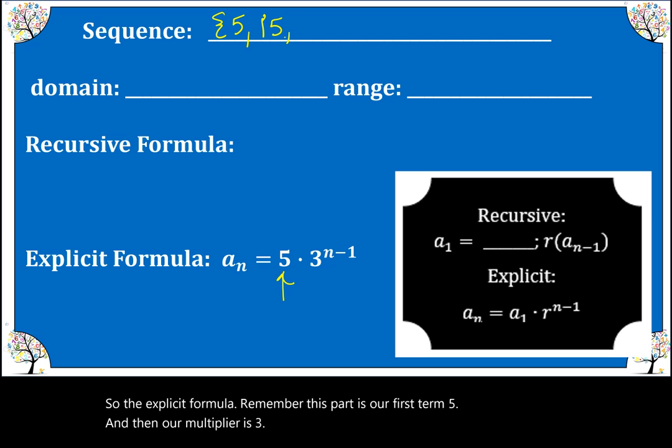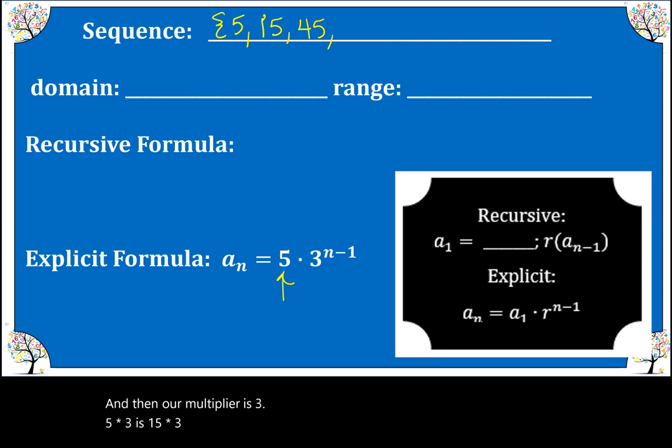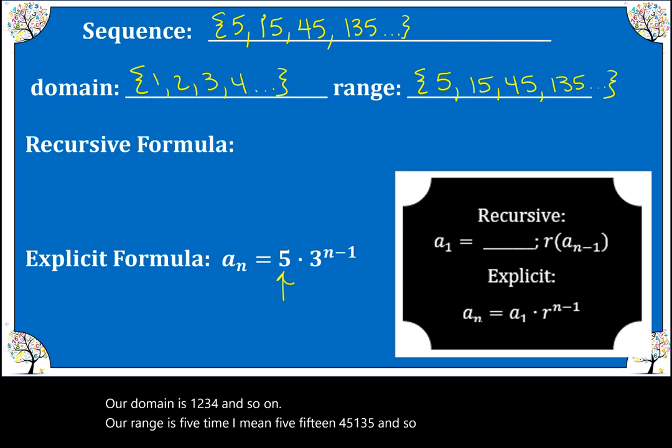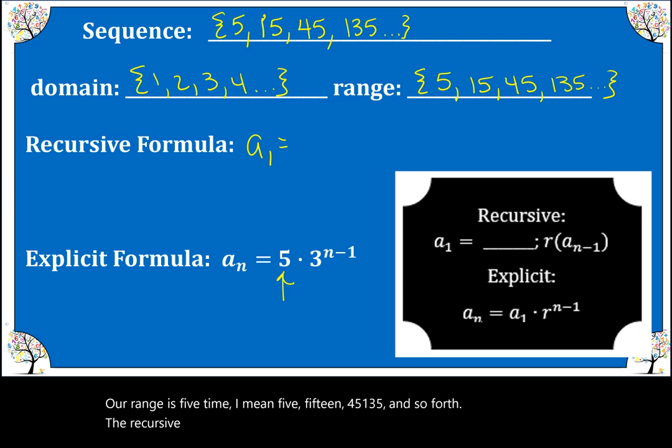5 times 3 is 15. Times 3 is 45. Times 3 we said was 135. Our domain is 1, 2, 3, 4, and so on. Our range is 5, 15, 45, 135, and so forth. The recursive formula. You need to know the first term, and you need to know the pattern.